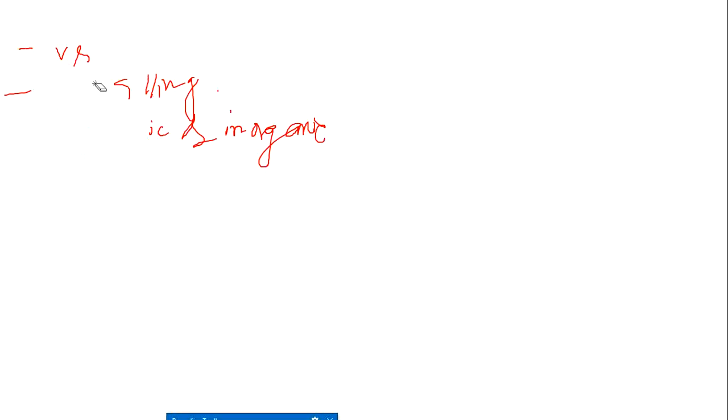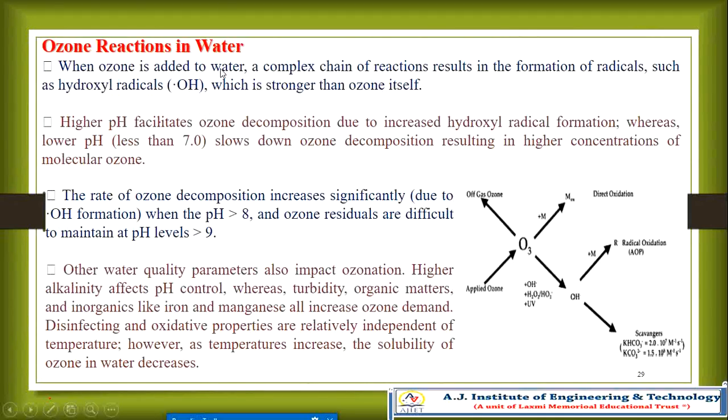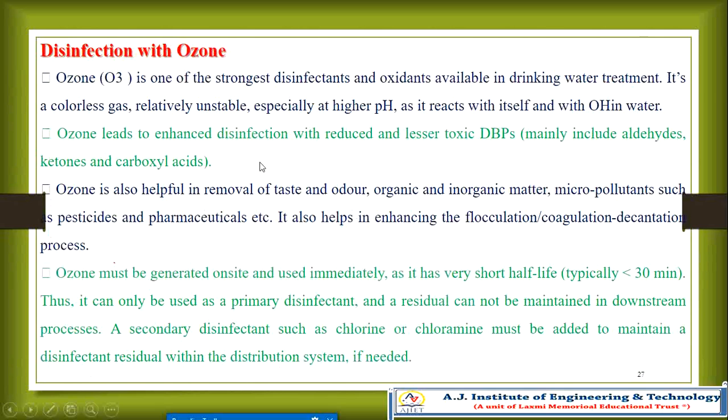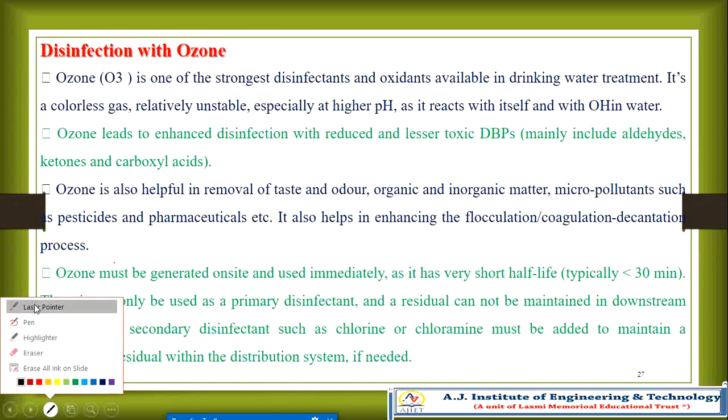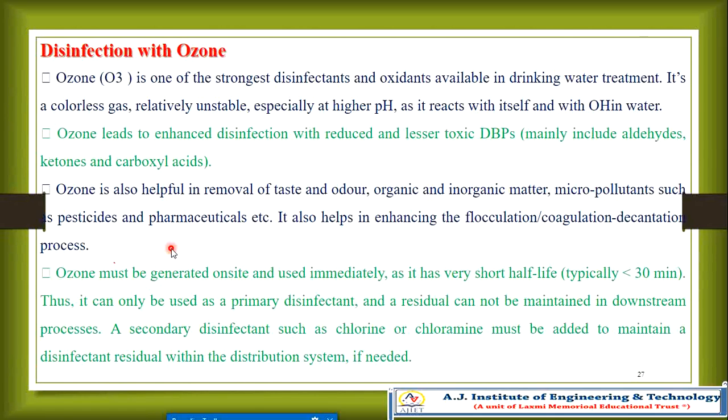My handwriting will not come out well here, so we'll see it in the picture itself. Here it is, ozone treatment. The first advantage is effectively killing bacteria. The disinfectant also removes inorganic and organic impurities such as iron and manganese. It will also oxidize sulfides, which can assist in filtration. That is also an important advantage.